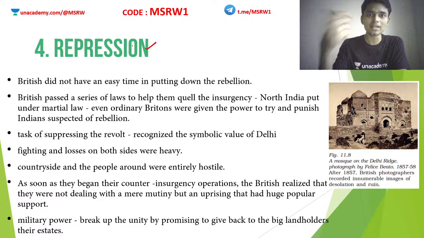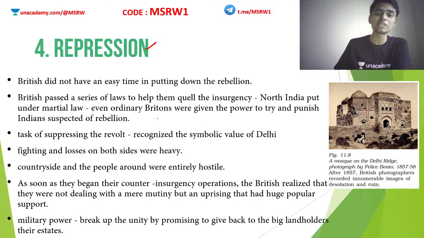The British started this by passing a series of laws, okay, which would help them to quell this insurgency. In northern India, martial law was placed everywhere. Martial law means what? Military rule. So the military had full authority, full power to take any action against these rebels.